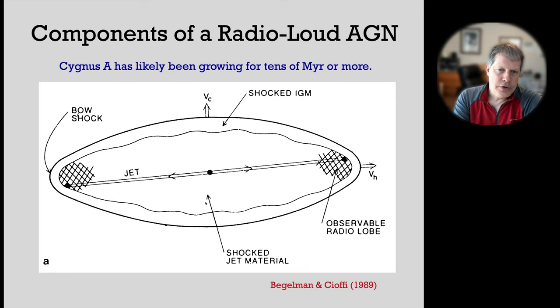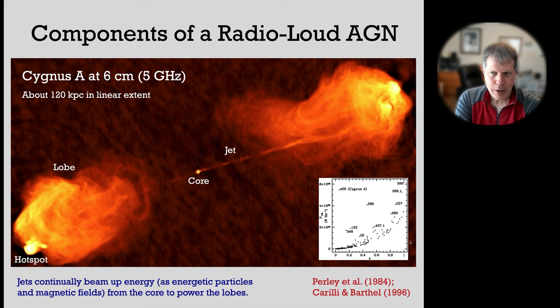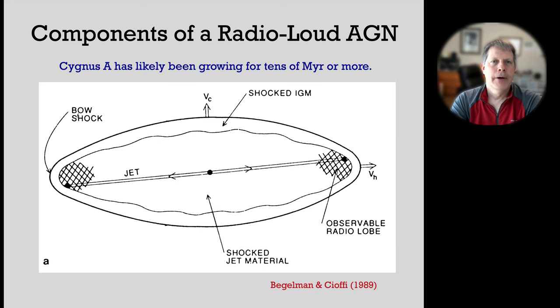So again, you can see that the basic prediction is that you have a large-scale bow shock out here at the end, just past where the lobes are. In this interior region you have shocked jet material, and then you have shocked intergalactic medium surrounding that. So that's the overall schematic for illustrating what we think is going on here in a basic way.